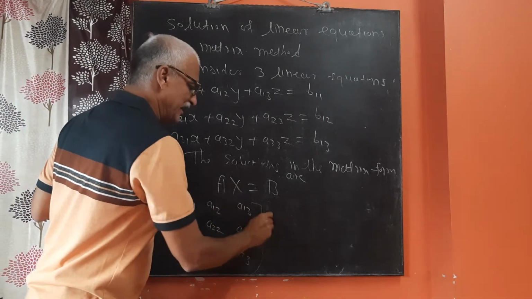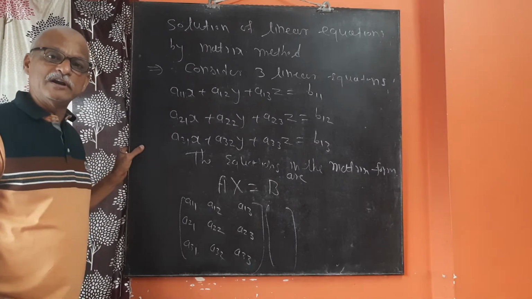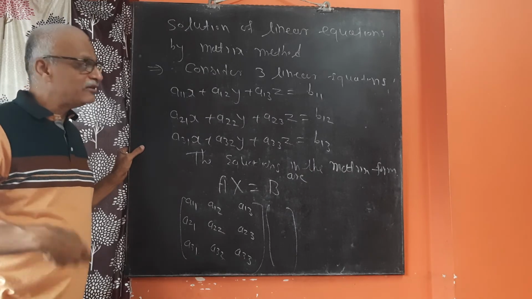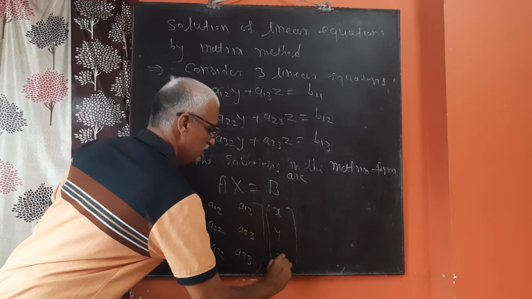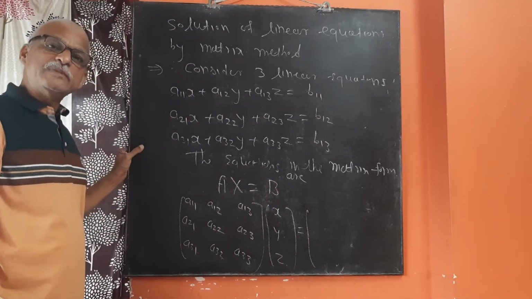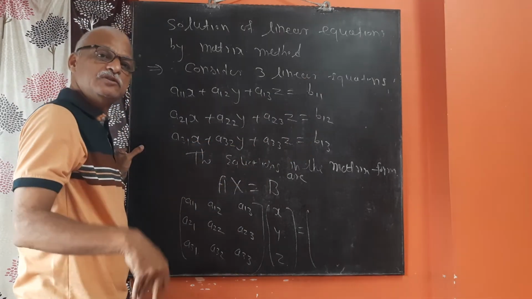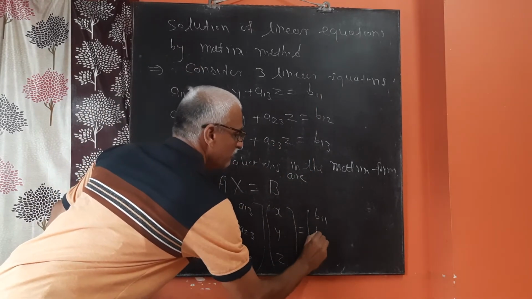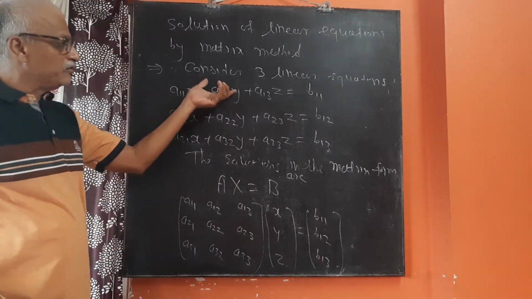Into matrix X. Matrix X means what? The column matrix containing the variables. What are the variables here? The variables are x, y, z. So this is x, y and z is equal to matrix B. What is matrix B? The constants. That means the right hand sides of all the three equations. Constants means without the variables. So b11, b12 and b13.